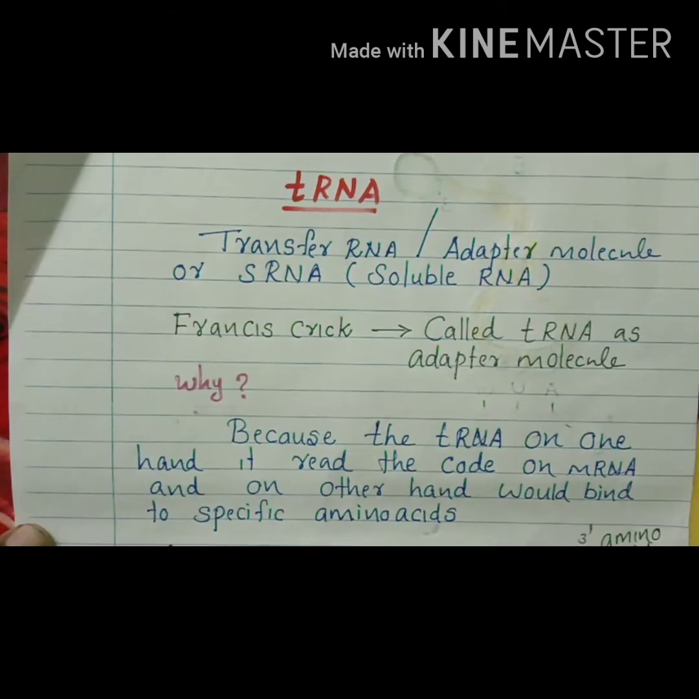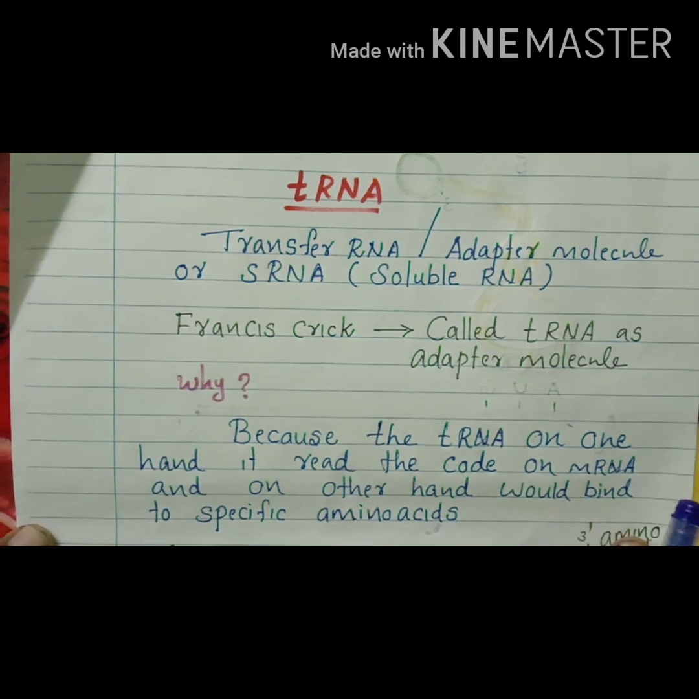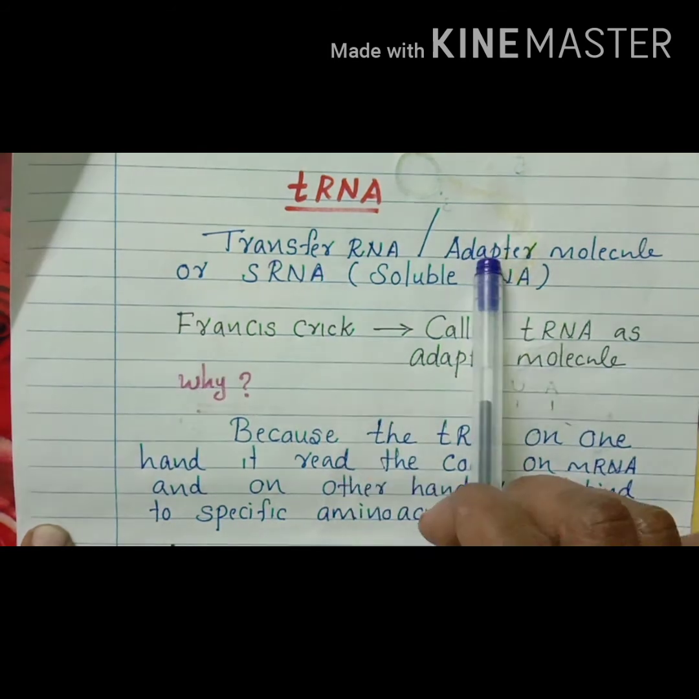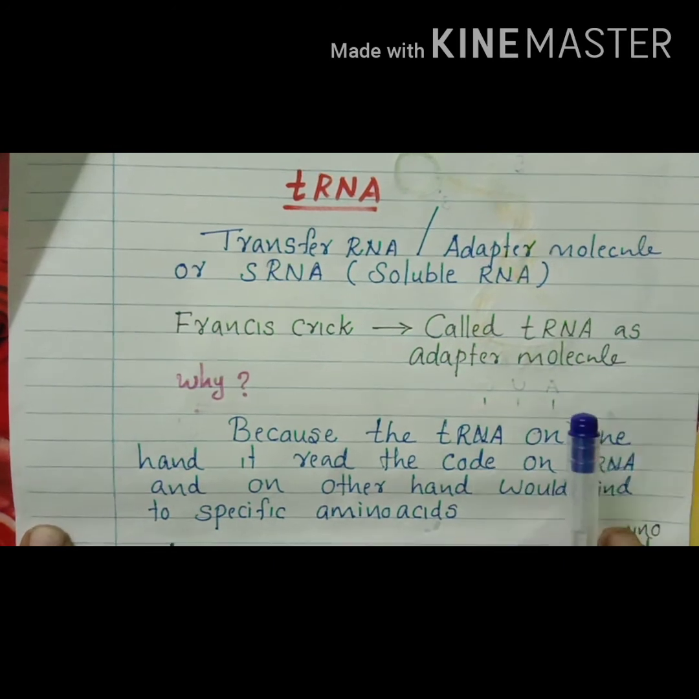Next we can study the structure of tRNA. What is the full form of tRNA? Transfer RNA. We have studied which polymerase enzyme is coding tRNA. Yes, RNA polymerase enzyme 3. In eukaryotes, RNA polymerase enzyme 3 is coding tRNA. The other name of tRNA is soluble RNA, that is sRNA. And tRNA is otherwise called an adapter molecule. Who called tRNA an adapter molecule?